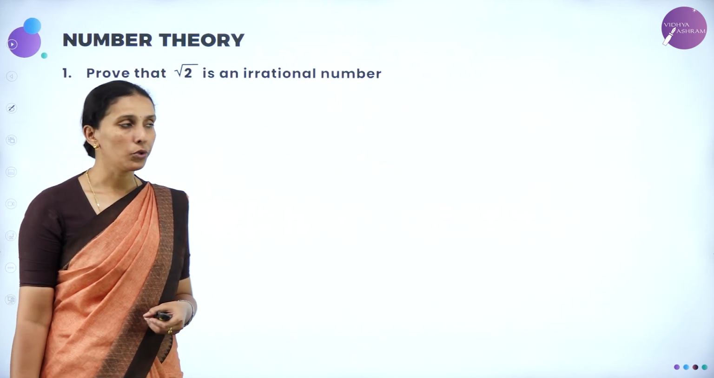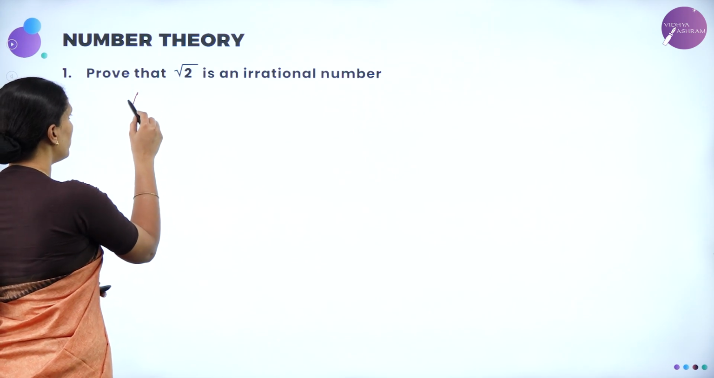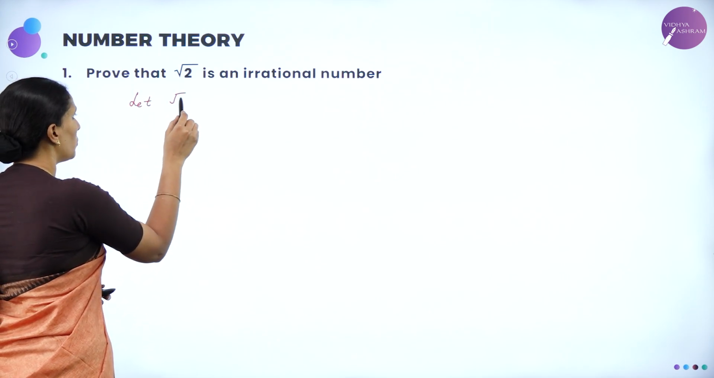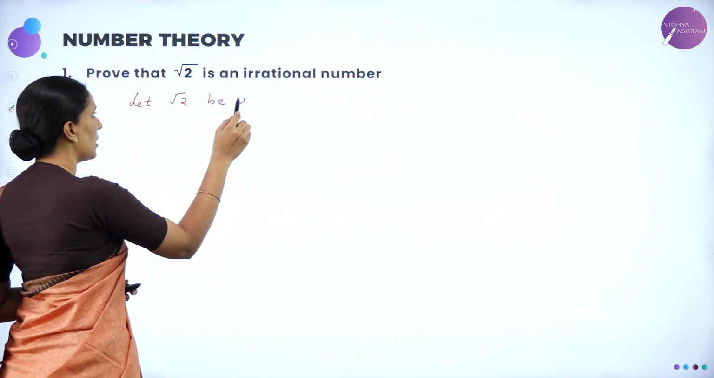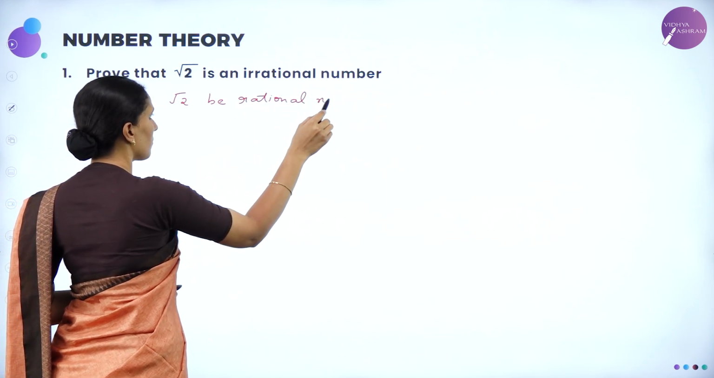Prove that root 2 is an irrational number. Now, let us assume that root 2 is a rational number.